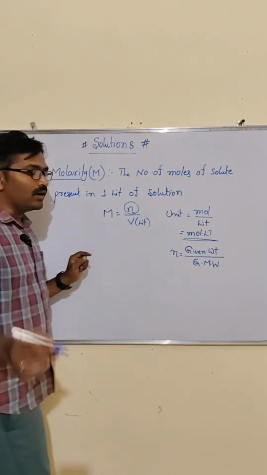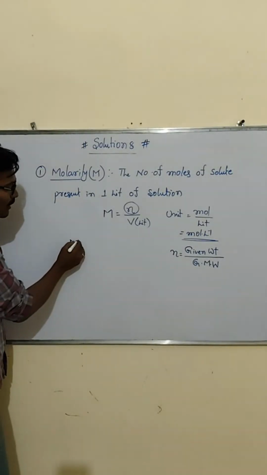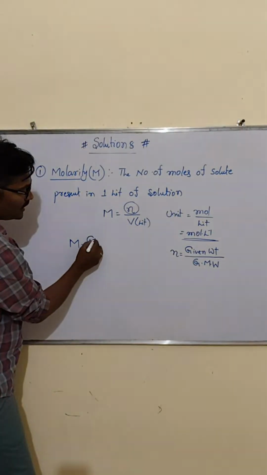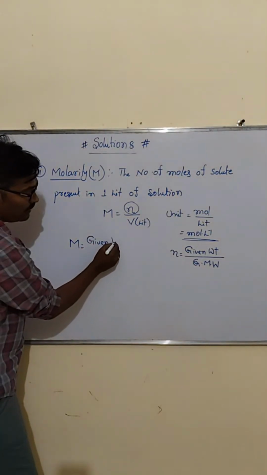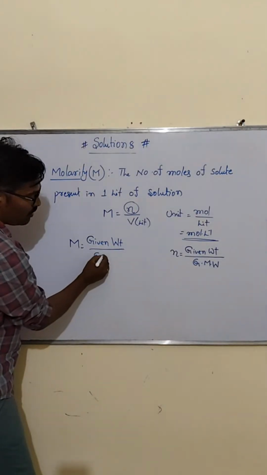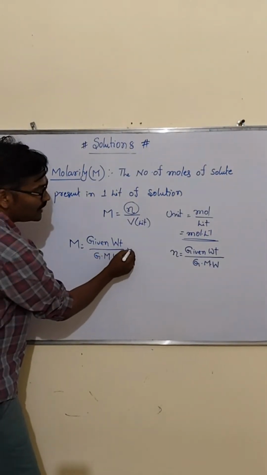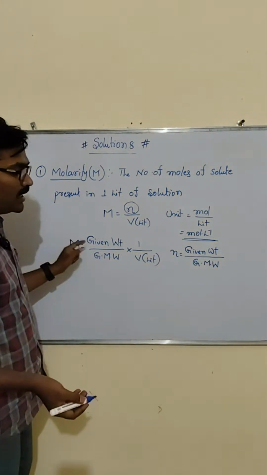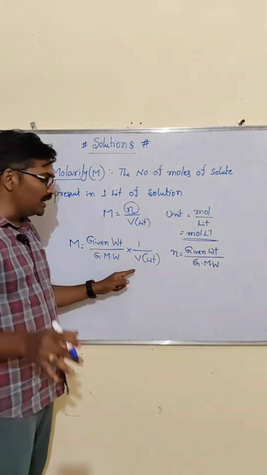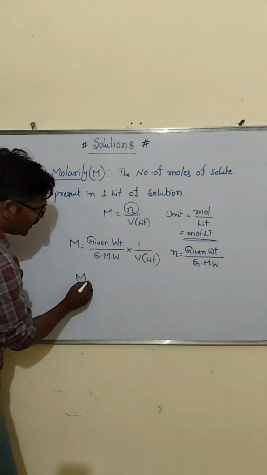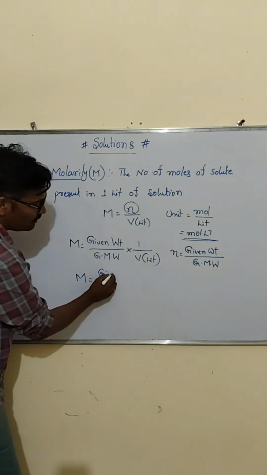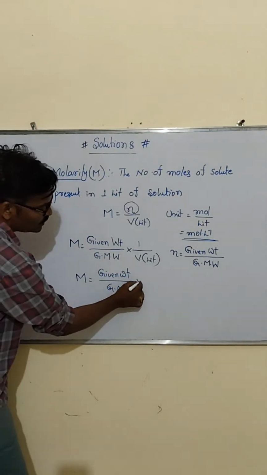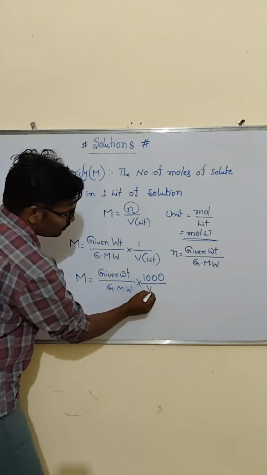Given weight divided by gram molecular weight. So molarity equals, in the place of small n, the number of moles, which you can take as given weight divided by gram molecular weight, into 1 divided by volume in liters. Clear? In case the volume is mentioned in milliliters, then molarity equals given weight divided by gram molecular weight, into 1000 divided by volume in milliliters.